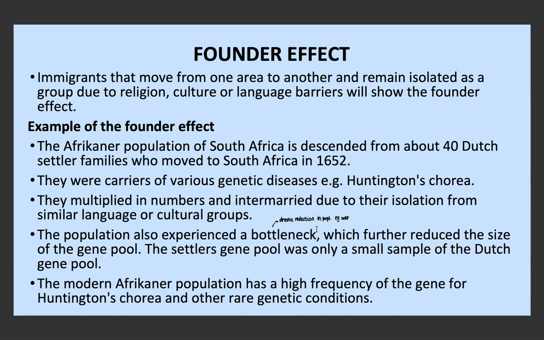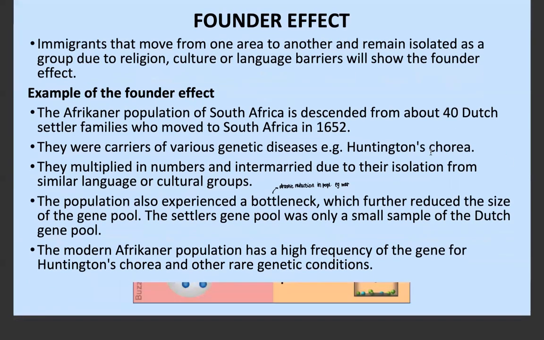They also experienced a bottleneck, which is a drastic reduction in population, which further reduced the size of their gene pool. So now they have such a small gene pool, they have very little genetic variation. It was only a small sample of the original Dutch gene pool. So the modern Afrikaner population has quite a high frequency of the gene for Huntington's chorea and some other rare genetic conditions, which is a result of this founder effect from the original Dutch settlers.